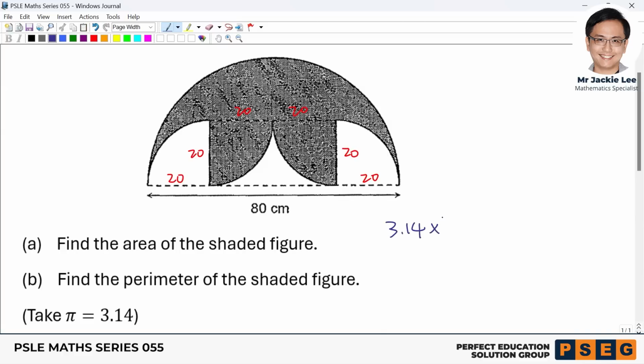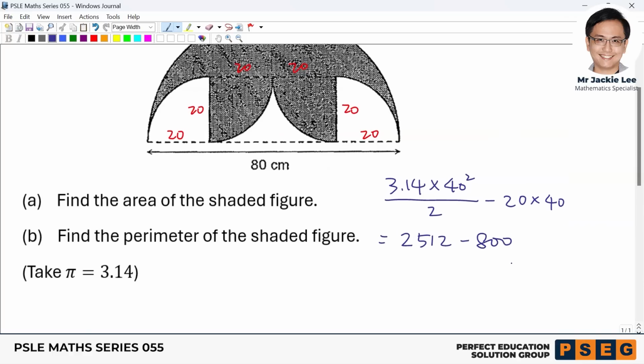Pi times the radius now, I think will be 40 now. Pi r square, 40 square, then divided by 2, because this is semicircle, minus, just like what I mentioned to you, the rectangle, which is 20 times 40, right? So this one will end up 2512 minus 800, and hence therefore is 1712 cm squared. Okay, this is the answer for part A.